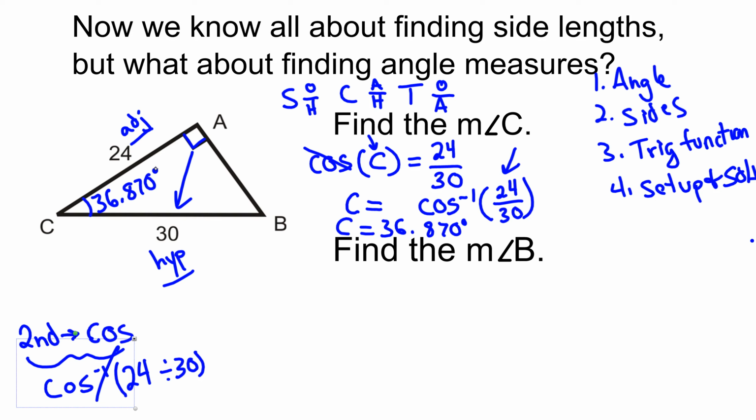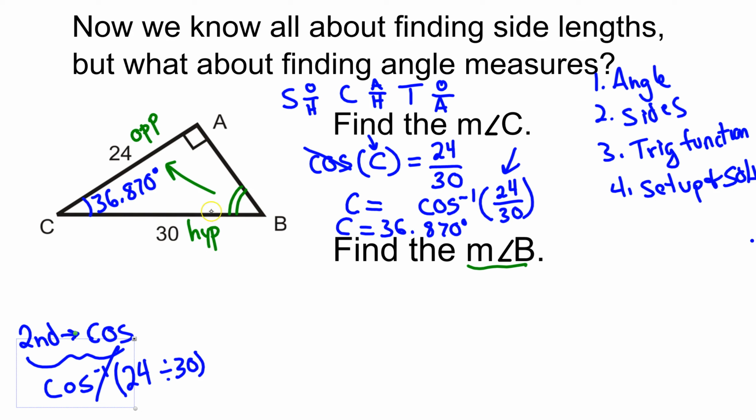So now we're going to do the same thing for this next problem. It says find the measure of angle B. So the measure of angle B, let's get rid of all this stuff. Let's look at B now. So angle B, if you look at it, again, we're going to follow these 4 steps. First one, identify the angle. We're looking at B. Second one, identify the sides. 24 is opposite of B, and 30 is still the hypotenuse.